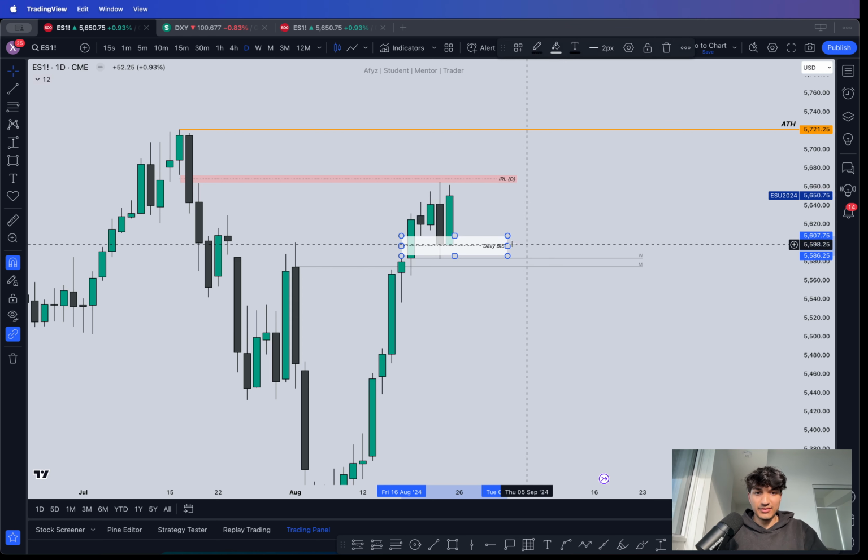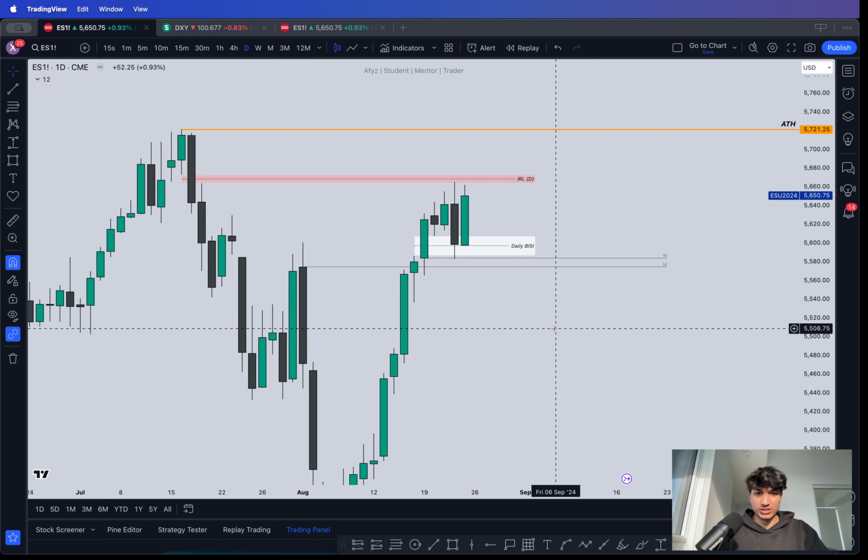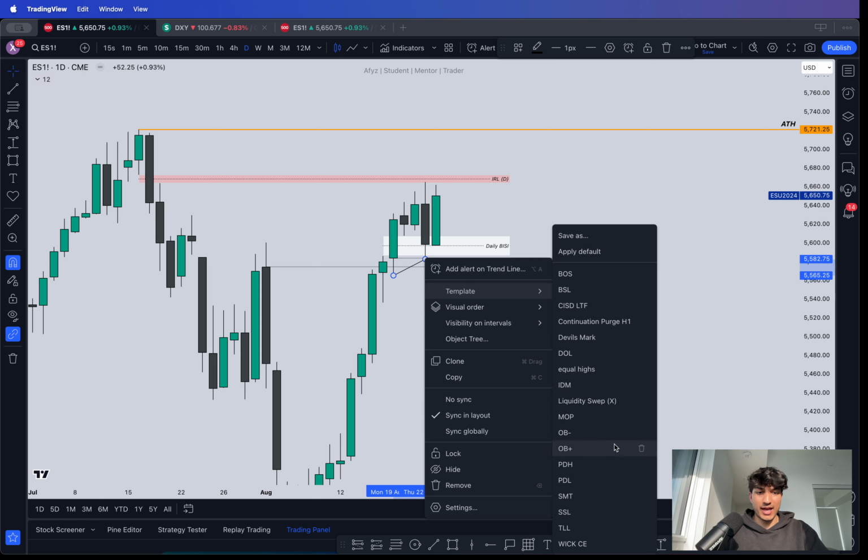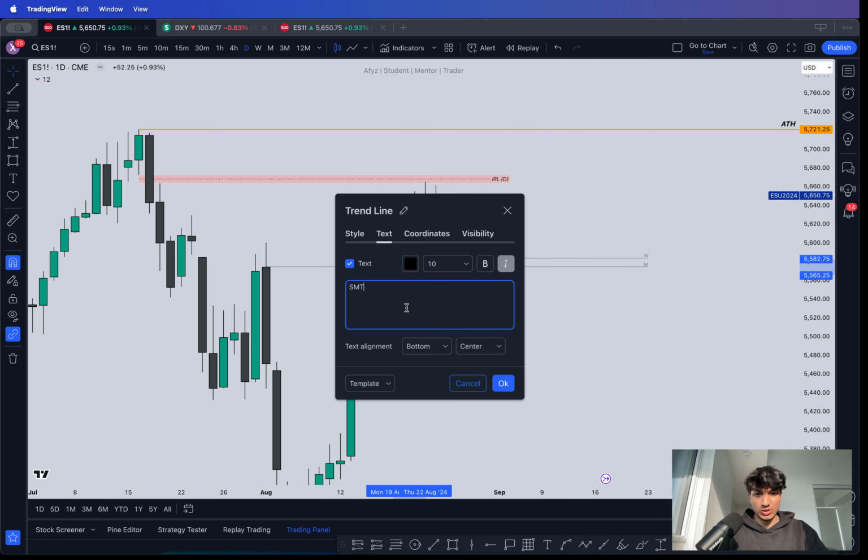Okay. Inside of this daily fair value gap, it's important to note that we also formed an SMT divergence at the Monday low with the YM. So if I bring up the YM chart and refer to that, you'll be able to see the SMT with the YM at Monday's low.